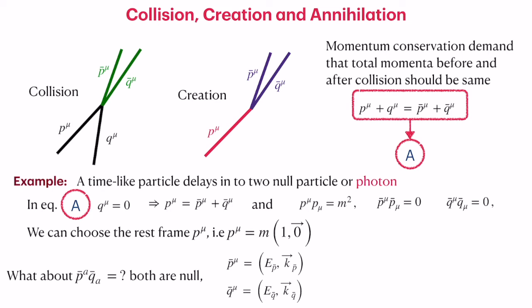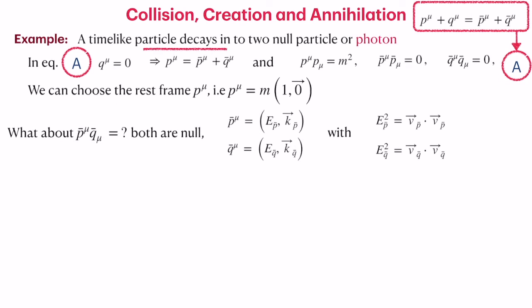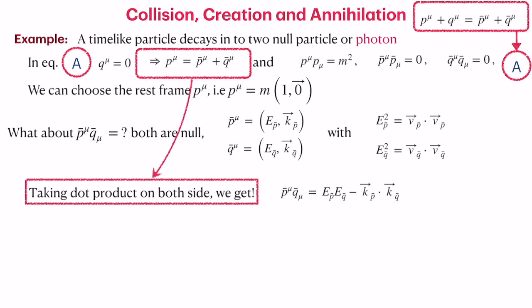So what we do is we write that as energy and the spatial direction. That is what is mainly involved for a null particle, and it also satisfies the condition that E² is equal to k·k. It says that it is a null particle. Once we have this, we can work it out. We have m², and taking the dot product, we get p̄·q̄ equal to E² minus k_p·k_q. So that is the direction along which the resulting gamma ray propagates.